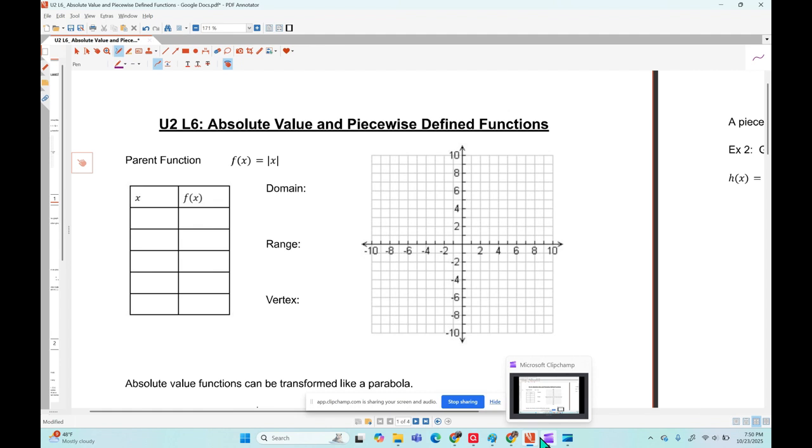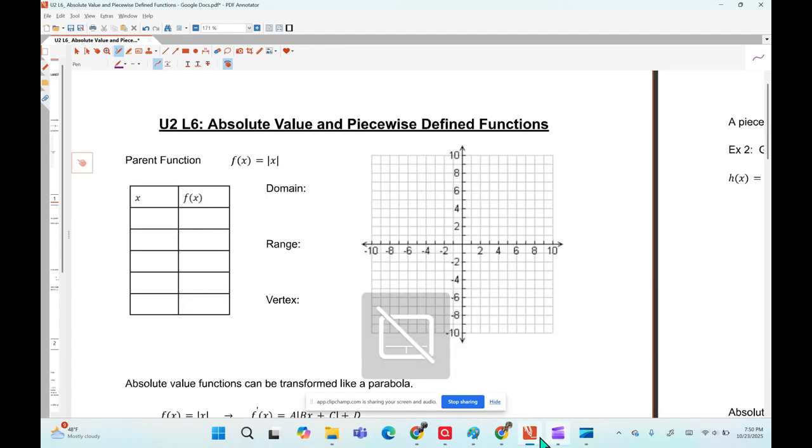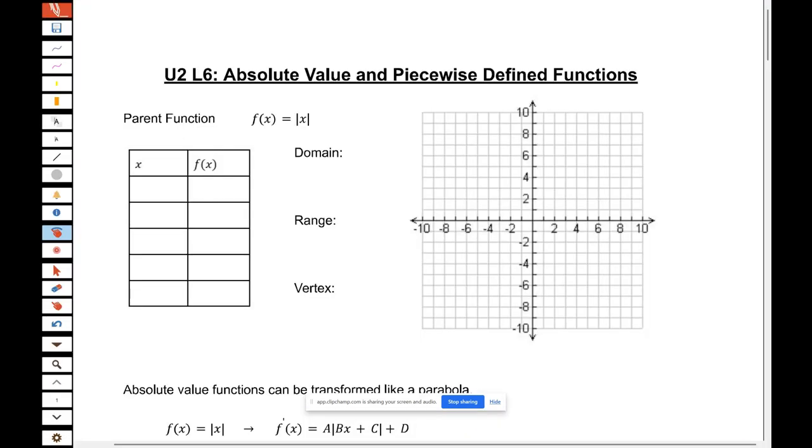Before we do this, I know you've graphed absolute value before, but we're going to define the parent function and then work with that a little bit. The parent function of absolute values is f of x equals absolute value of x. That is absolute value, meaning distance from 0. We're going to plug in some points, a couple of negatives, 0, and a couple of positives.